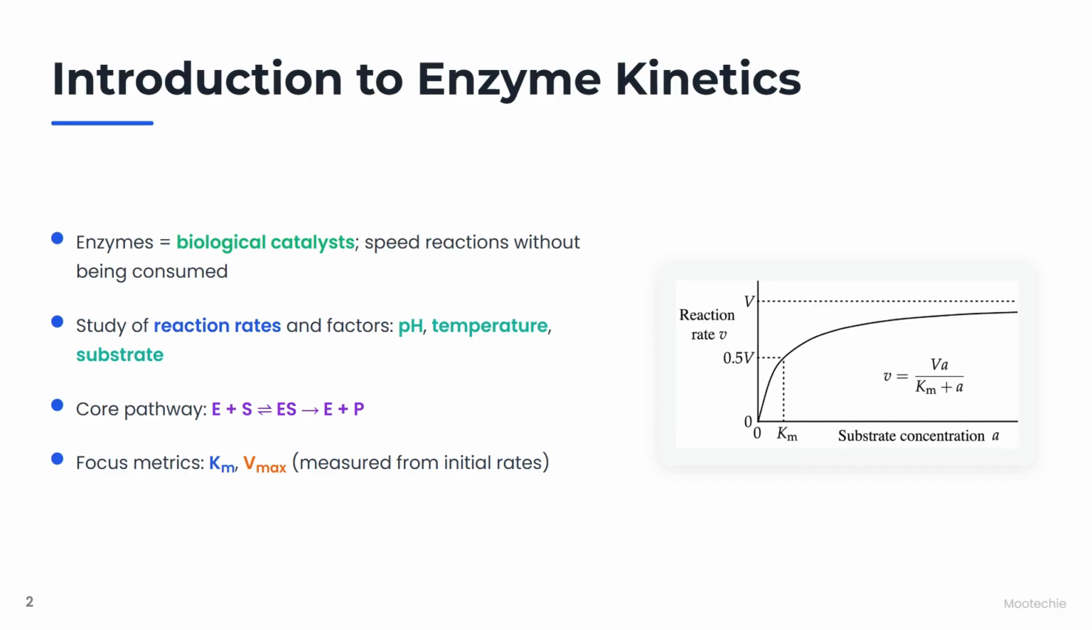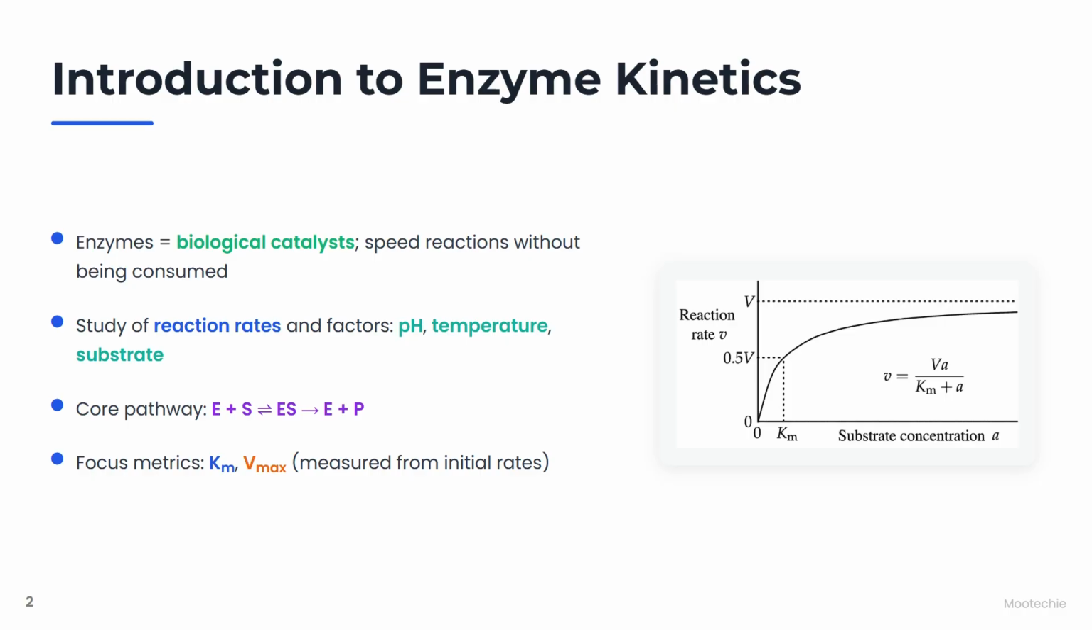Enzymes are biological catalysts. They speed up reactions without being consumed themselves. We study their reaction rates and the factors that affect them, like pH, temperature, and substrate concentration. The core pathway is E plus S in equilibrium with ES, which then produces E plus P. Our focus metrics are Km and Vmax, which are measured from initial rates.